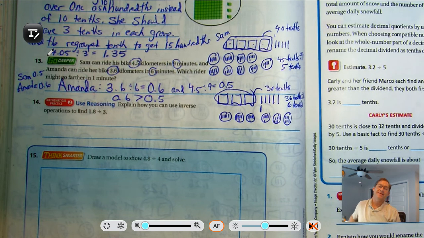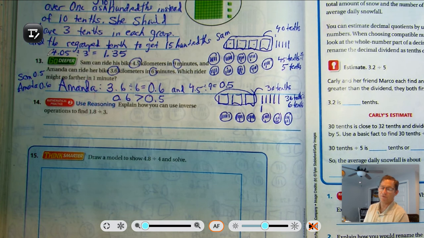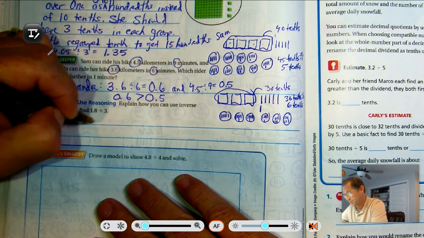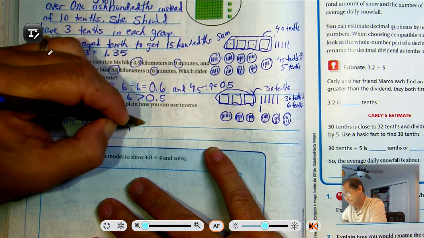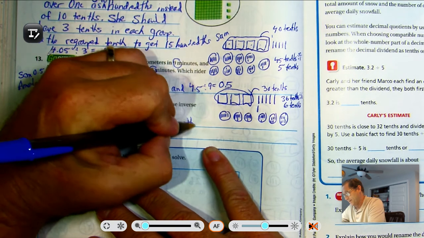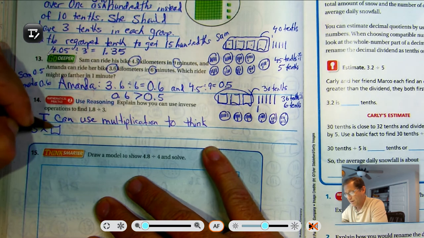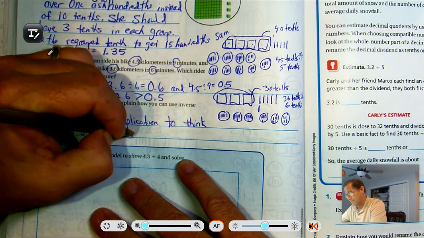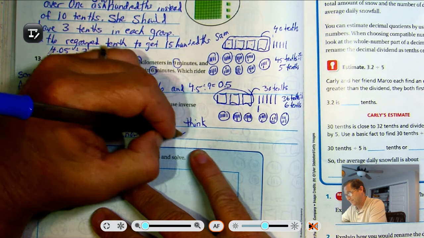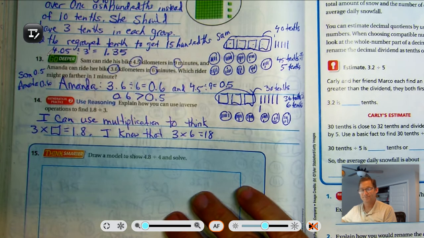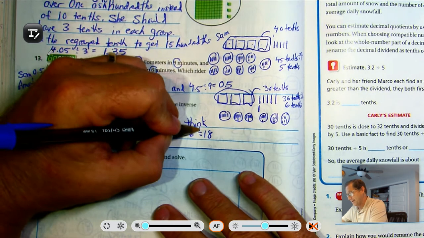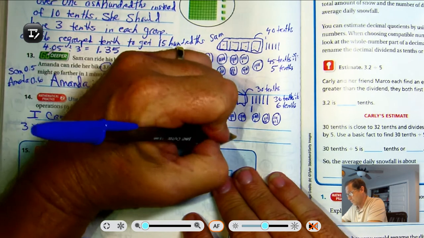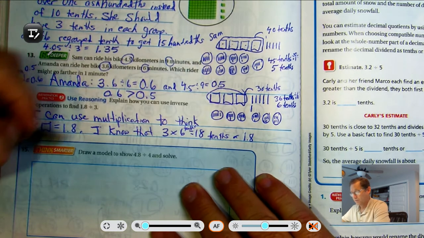So number 14, how can we use the inverse operation to find 1 and 8 tenths divided by 3? Well, the inverse operation of division is multiplication. So I can use multiplication to think 3 times what is 1 and 8 tenths. I know that 3 times 6 equals 18. So 3 times 6 tenths equals 18 tenths, or 1 and 8 tenths.